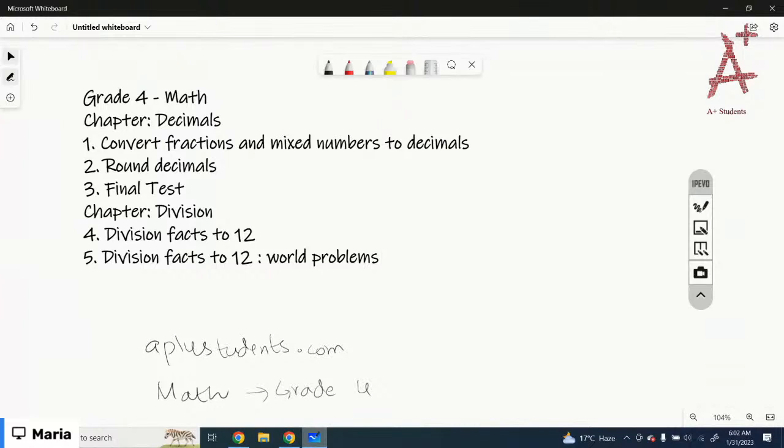There you can find a list of the chapters. We're going to start with the chapter decimals. The lessons we're going to cover today from the chapter are convert fractions and mixed numbers to decimals, round decimals, then we'll do the final test of the chapter. Then we're going to start the new chapter, that is division, and the lessons we're going to cover from this chapter are division facts to 12 and division facts to 12 word problems. So let's start with the first lesson.